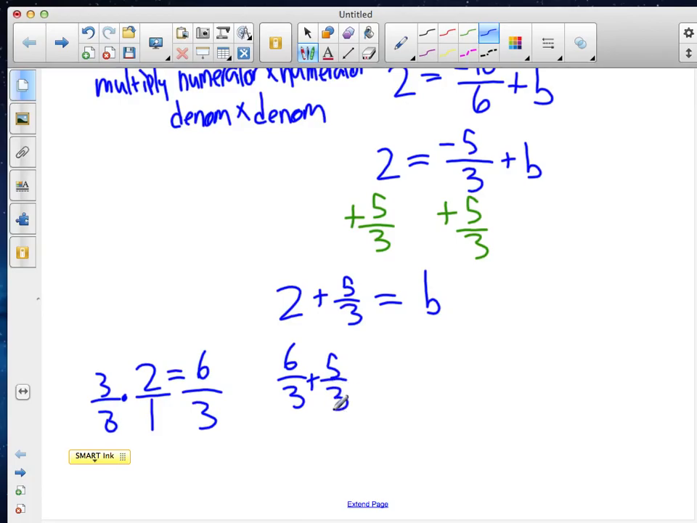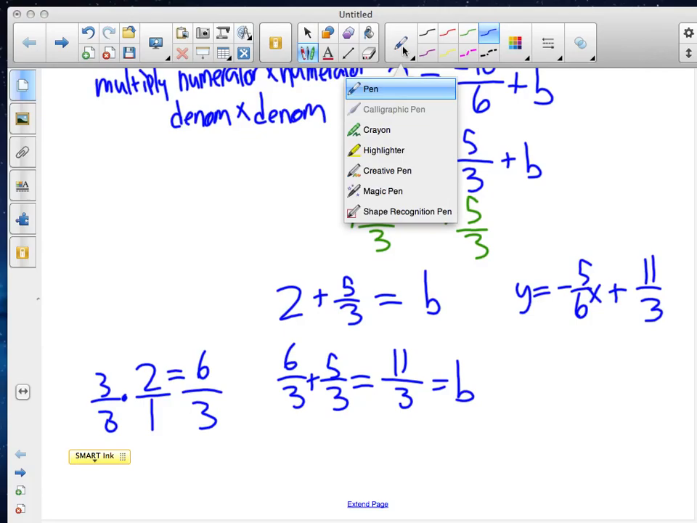And when you add fractions, you only add numerators. So 6 plus 5 is 11. 11/3 equals b. So now our final equation, we found the y-intercept and we knew the slope. So y equals negative 5 over 6x plus 11/3 is the final equation of that line.